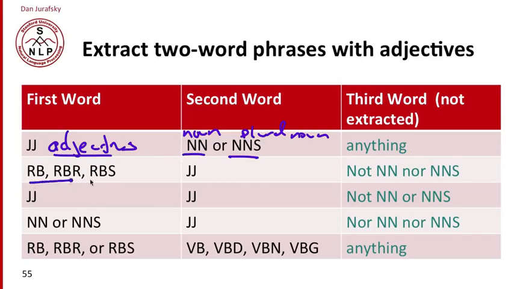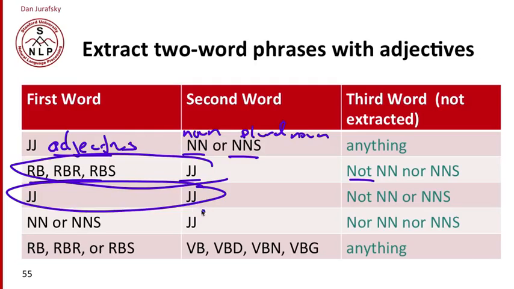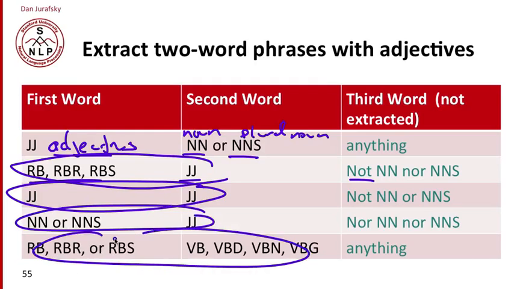Or if the first word is an adverb, RB means adverb, and the second word is an adjective, and the last word is not a noun, we'll extract that phrase. So adverb, adjective, adjective, adjective, noun, adjective, adverb, verb. So these are particular phrases.